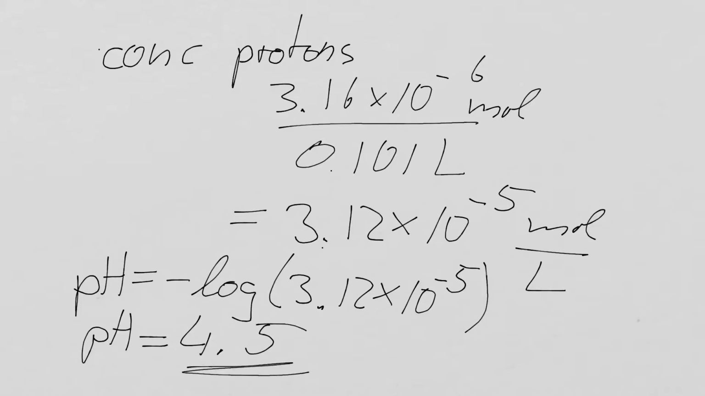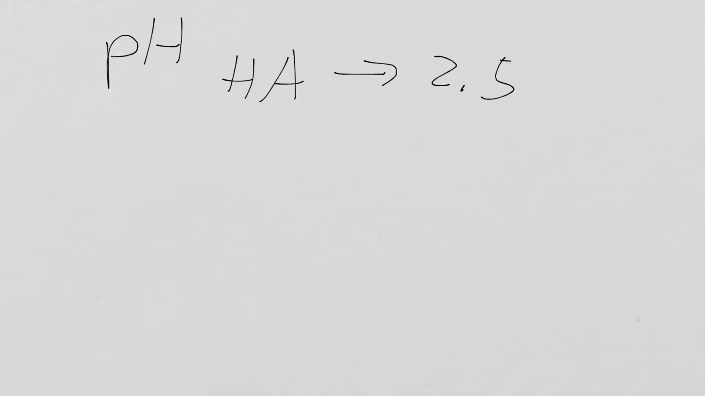So, what does that mean? We went from a pH for the acid, pH of HA, that was 2.5. We had water. Here the pH was 7. And when we add 1 milliliter of a 1 molar solution of this acid, we get a pH of 4.5.